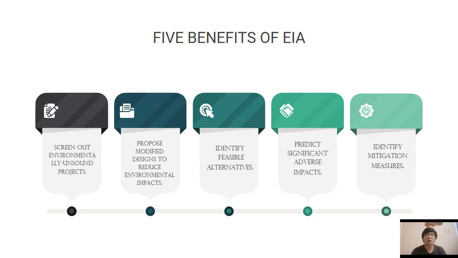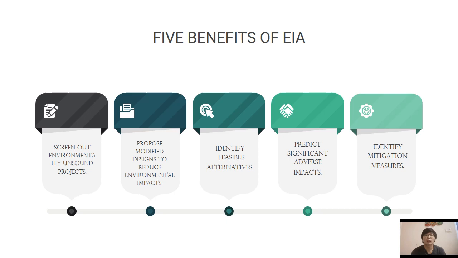There are 5 benefits of EIA. First, EIA can screen out the environmentally unsound projects. As we know, the main purpose of the EIA is to ensure that all projects will not damage the surrounding environment. Therefore, EIA can help us to select the projects that are beneficial to our environment, social, and economy. So, the projects that do not meet the EIA requirements will not be approved.